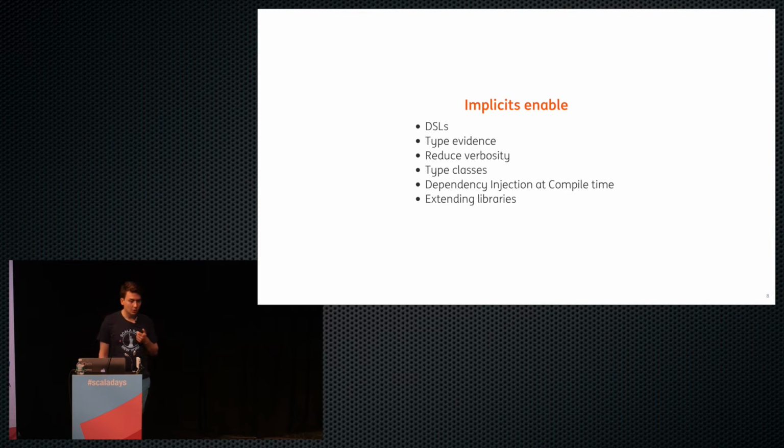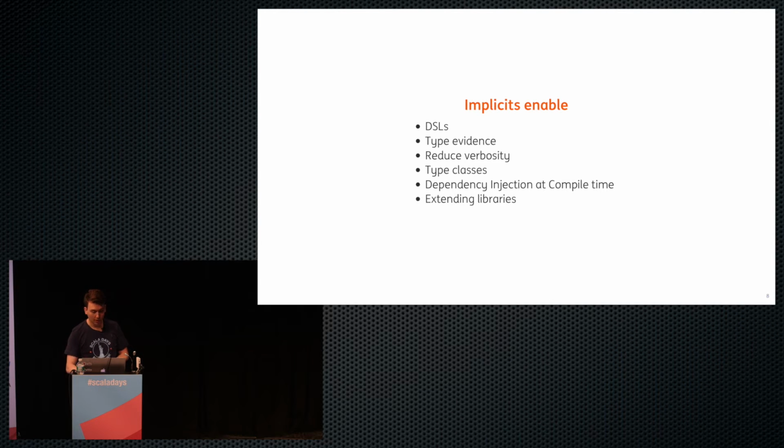Another cool thing is that you can do something like dependency injection, where depending on which implicit is in scope, you actually use another dependency. And this is all resolved at compile time. And in the end, I think the most important feature is that you can extend libraries with it, for example, by using the type class pattern, which makes it really powerful.